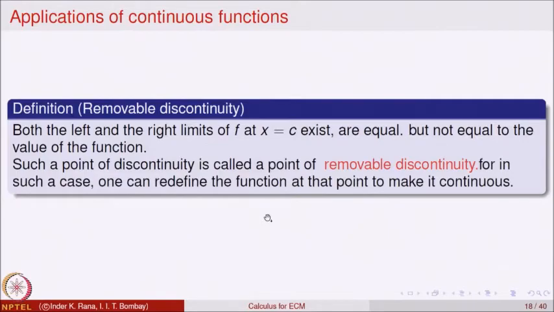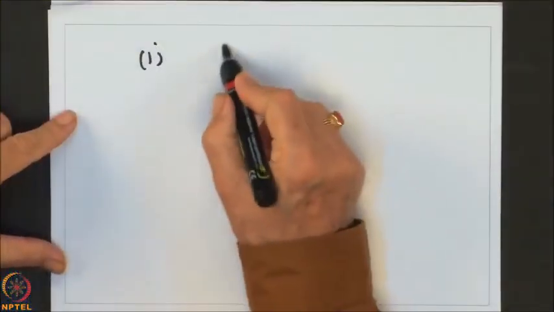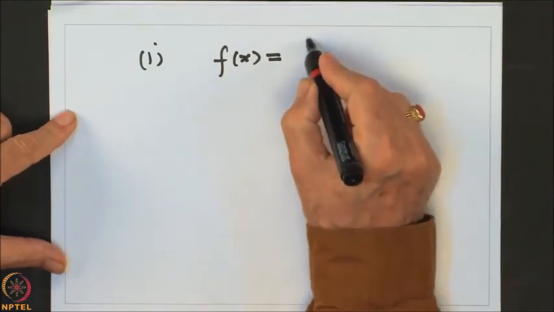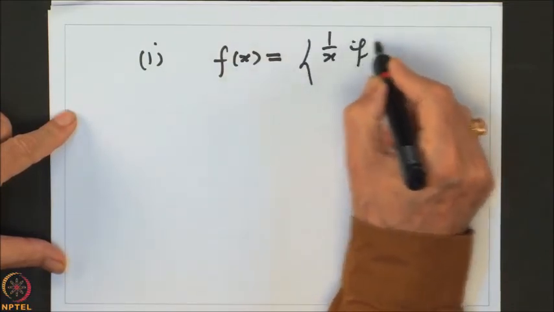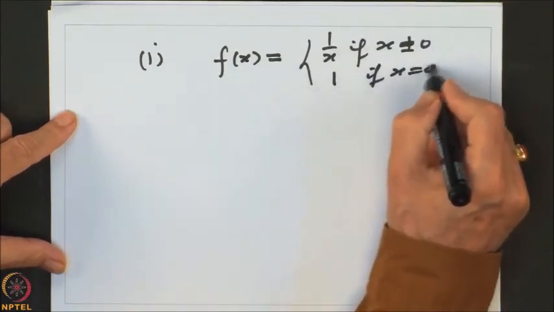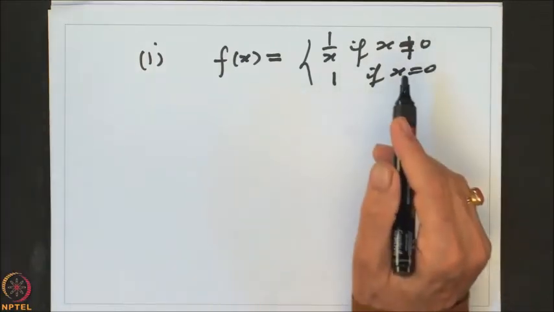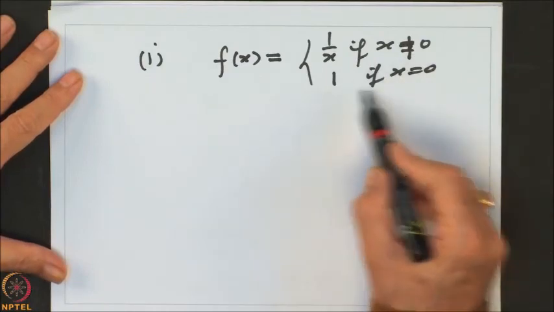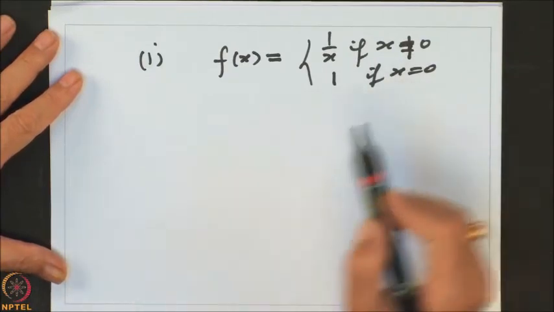Before we go into examples, let me give you some examples of functions where such kinds of discontinuities can come. Let us look at the first one. We have f(x) equal to 1 over x if x is not equal to 0, and 1 if x is equal to 0. So, my function is defined as 1 over x if x is not equal to 0, and defined equal to 1 if x is equal to 0.